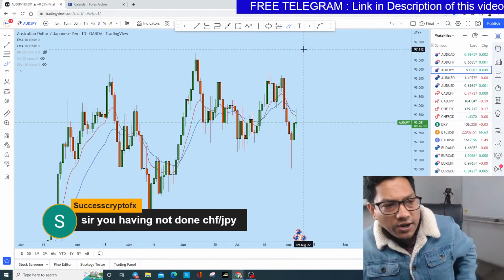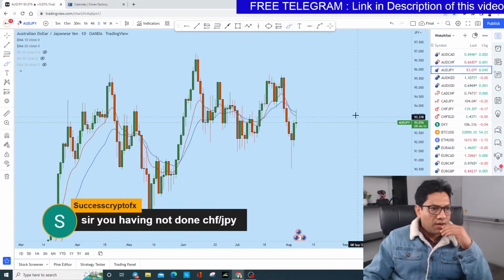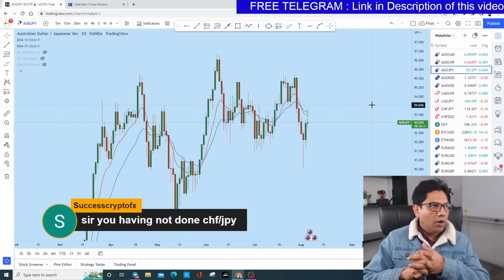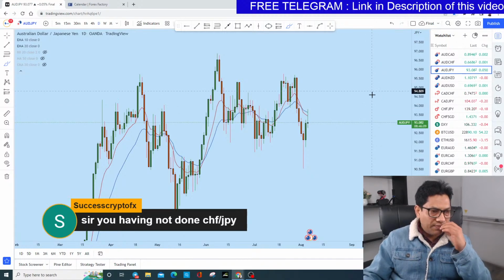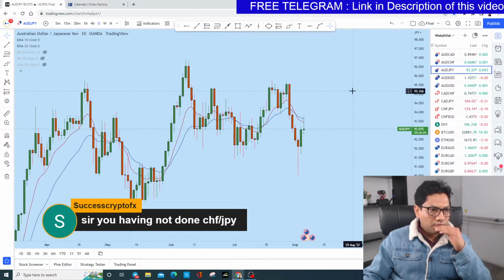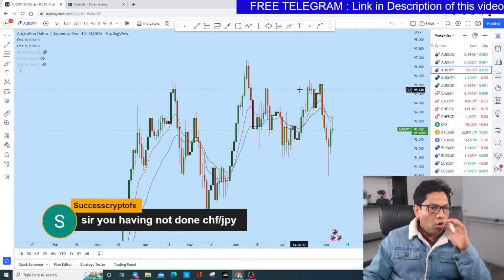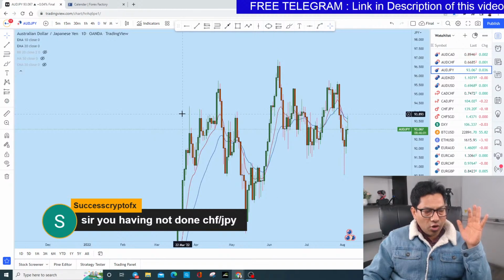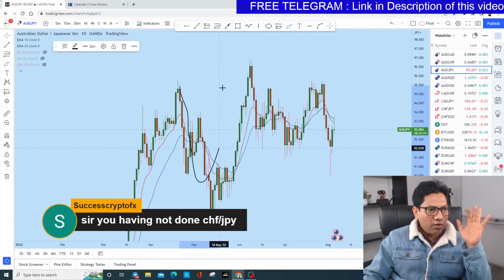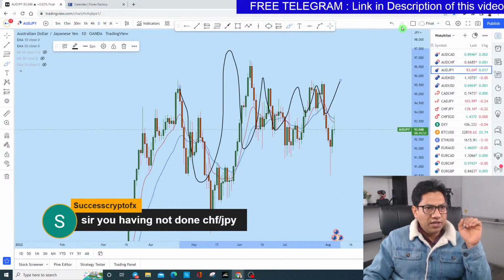So let me tell you why I'm now interested in Aussie yen, if this daily candle closes something like that. First of all, Aussie yen was in a long-term bullish trend. You have seen that long-term bullish trend. Now it has basically gone into a long consolidation as well. This is the daily chart, right?